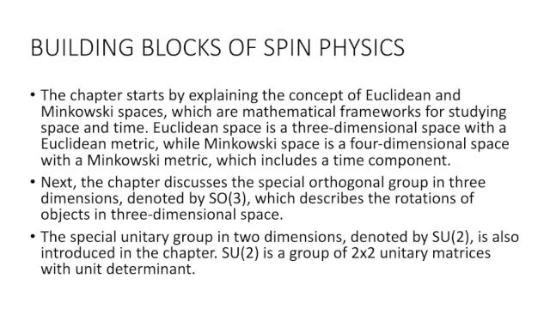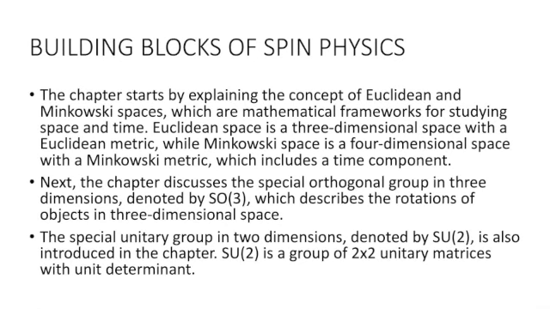Moving on to topic 1.6, the building blocks of spin physics. The chapter starts by explaining the concept of Euclidean and Minkowski spaces, which are mathematical frameworks for studying space and time. Euclidean space is a three-dimensional space with the Euclidean metric, while a Minkowski space is a four-dimensional space with the Minkowski metric, which includes the fourth time component.